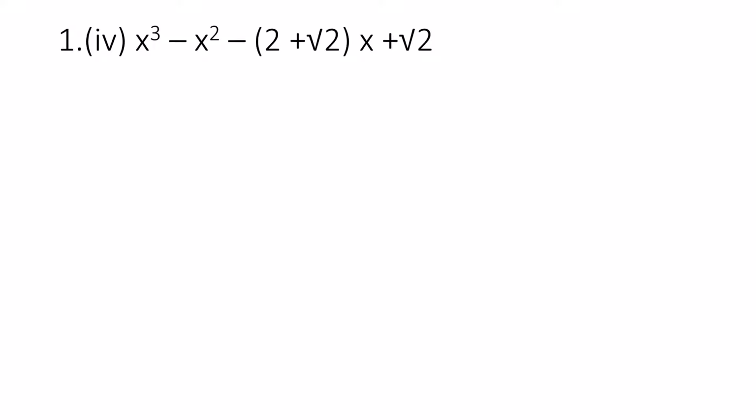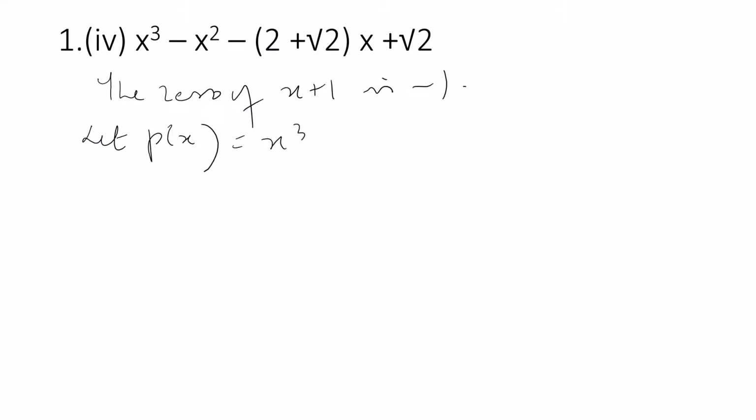So this is the fourth question from the first part of the question. That is, here also we have to check whether x plus 1 is a factor. So you write the 0 of x plus 1 is minus 1. So let p of x is equal to x cube minus x square minus 2 plus root 2 into x plus root 2. Now find p of minus 1.